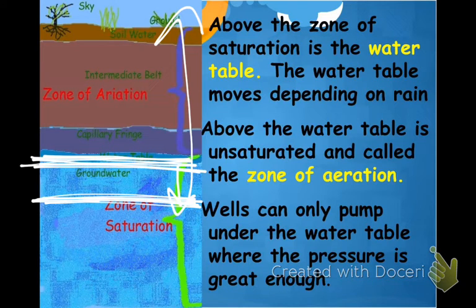Above the zone of saturation is what we call the zone of aeration. So the zone of aeration, think of air. In the zone of saturation, all the little spaces between the dirt and rock are filled with water. In the zone of aeration, all the spaces between the dirt and rock are going to be filled with pockets of air.